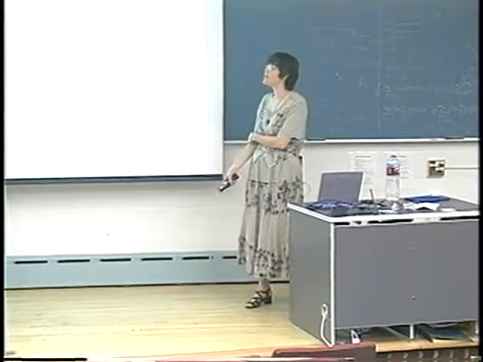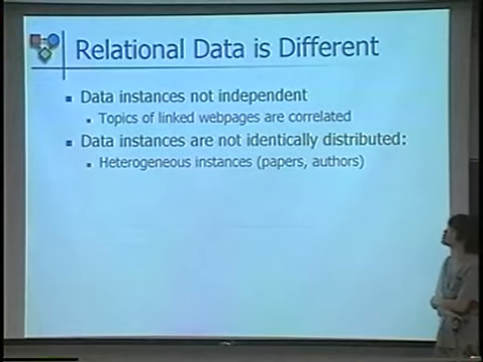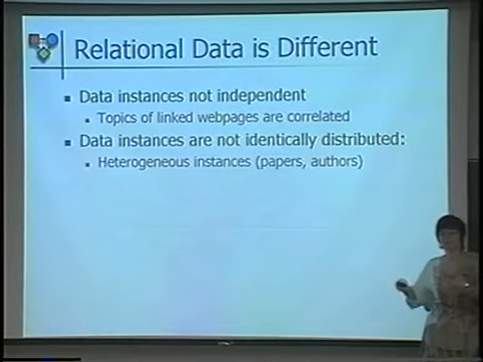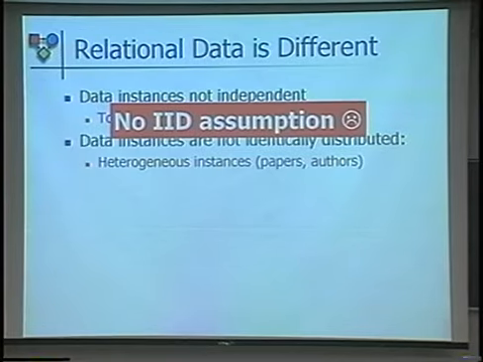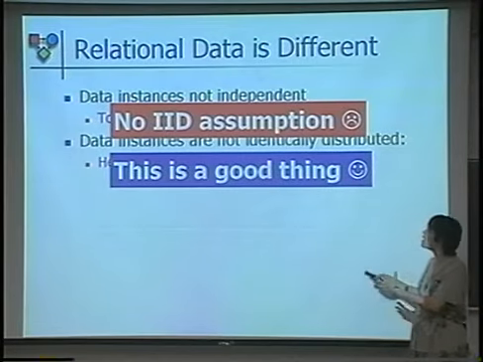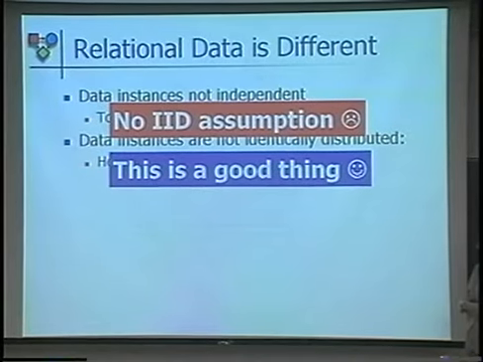Data instances are also not identically distributed. Among other things, they come from heterogeneous populations, such as papers, authors, and so on. People, and they're all coming from different classes. So you do not have the standard assumption of much of the work in machine learning, which is a set of IID instances. So you might think this is a really bad thing, but what I'd like to try and convince you during the talk is that this is in fact a good thing. That the fact that you have these correlated instances coming from different populations is a source of power rather than a limitation.